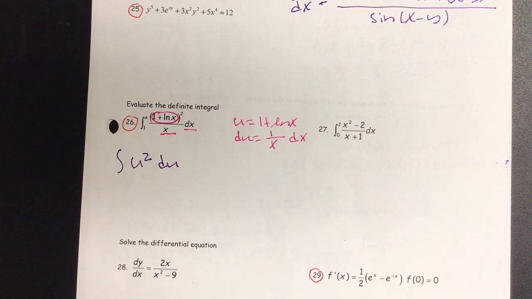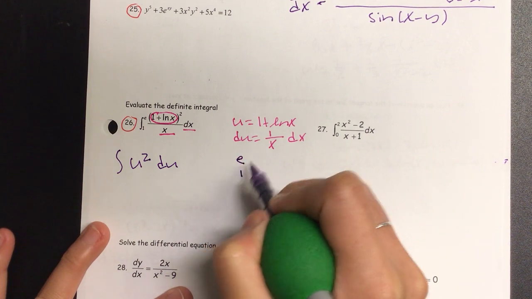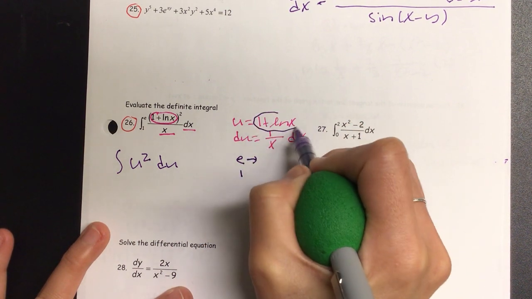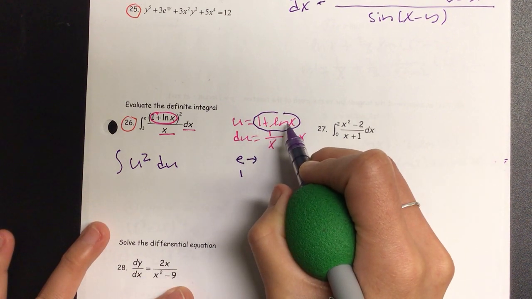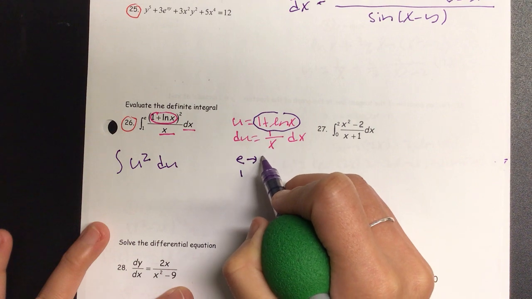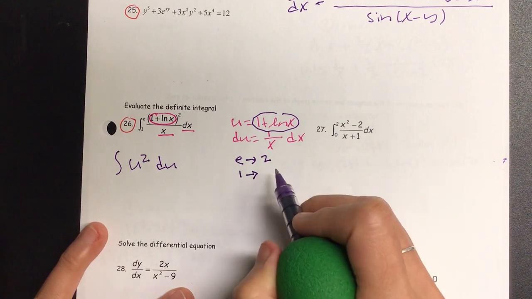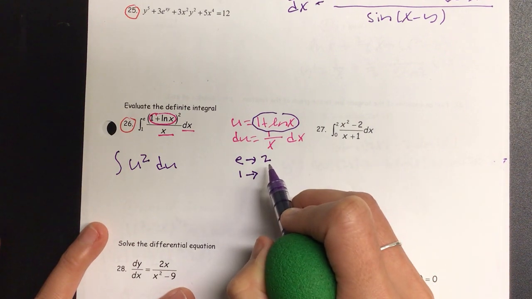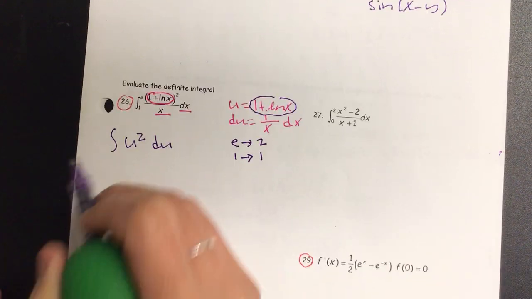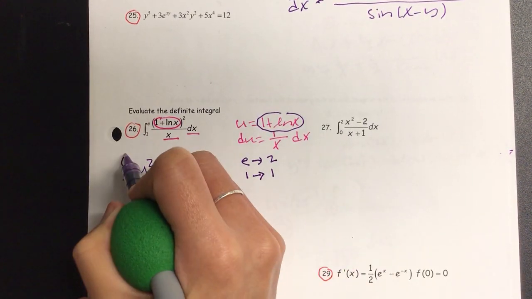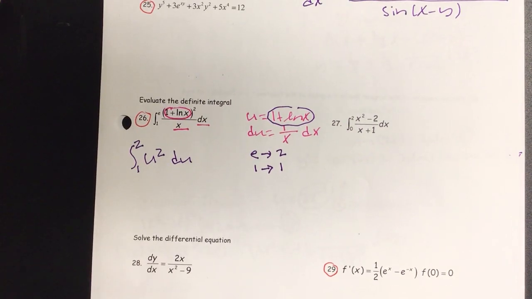And let's go ahead and change our bounds while we're at it. So we initially had e and 1. So when I plug that into this guy right here, that's going to be 1 plus natural log of e. Isn't natural log of e basically 1? So that's going to be 2. What about when I plug in 1 into 1 plus natural log of x? That's going to be 1. And we know that because natural log of 1 is 0. Very good. So now that I have the new bounds, I don't have to plug it back in terms of the x's. So let's do a quick practice on this.